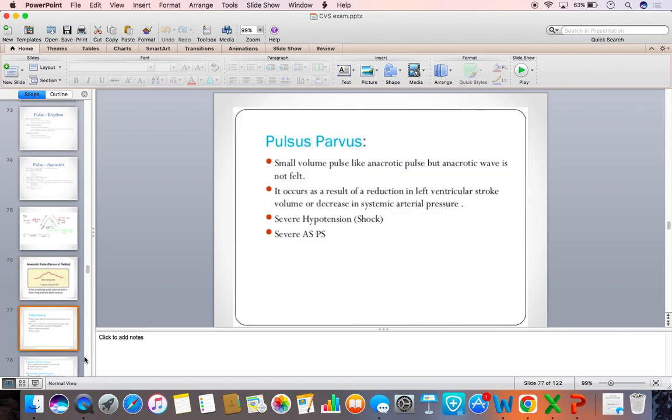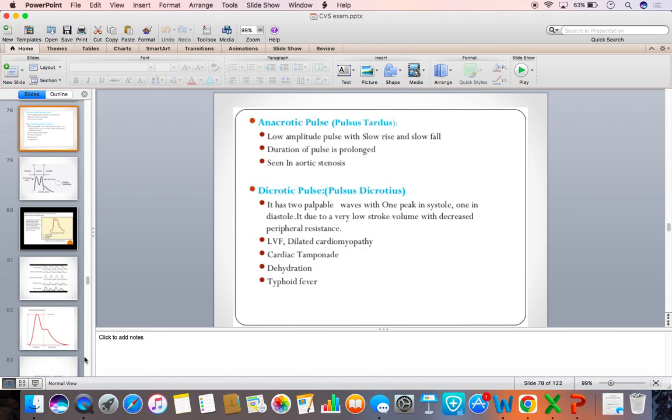This is again described as pulsus parvus, a small volume pulse like anacrotic pulse. Severe hypotension and severe aortic stenosis are the conditions wherein pulsus parvus is observed. Anacrotic pulse, pulsus tardus, a low amplitude pulse with slow rise and slow fall, again in aortic stenosis.